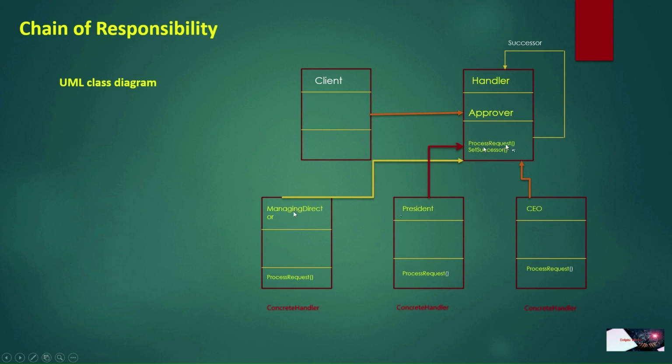The set successor will be the abstract method, and this set successor will be implemented in the managing director class. In the same way, in the president and CEO we will also override the set successor method. So let's move to the code.